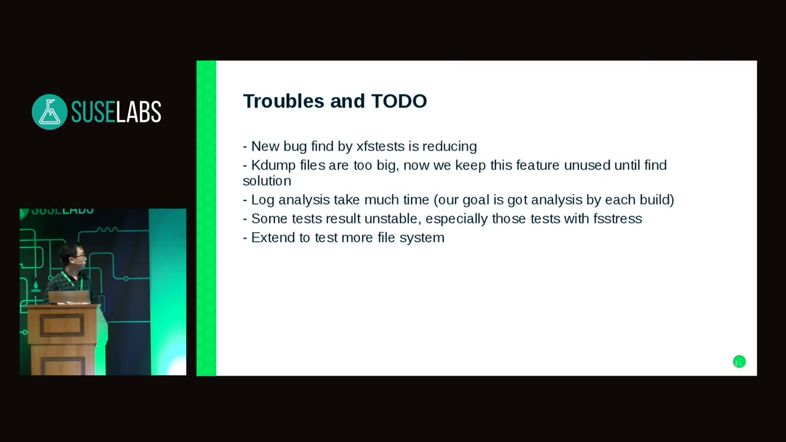At last, we have some troubles to fix nowadays. First, because SLE 12 SP4 is now under testing, we found fewer and fewer bugs with this tool. Maybe it's because the product quality is getting better, but a reduction in bugs is not a good thing for QA. We will try to find more ways or add more scenarios to cover more kernel code. Also, the KDUMP files are too big. They take a lot of storage on the openQA server, so they don't want us to enable it until we solve that problem. Next step, I will try to find the necessary KDUMP files to upload, or find a way to make them smaller.